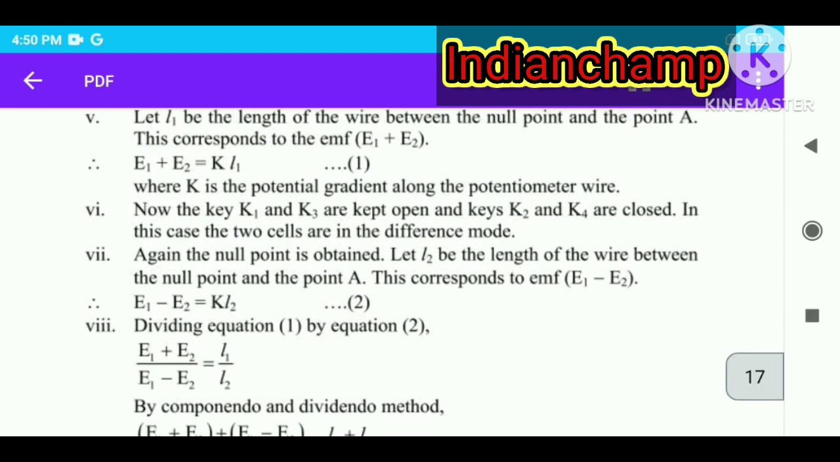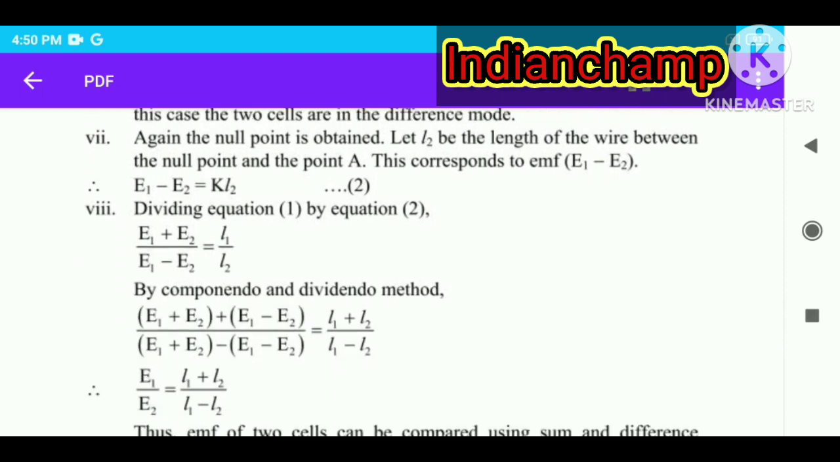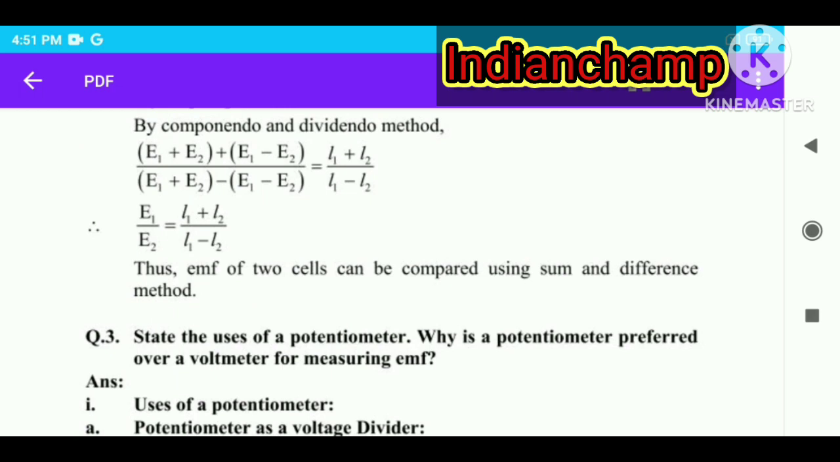Eighth, dividing equation 1 by 2, E1 plus E2 divided by E1 minus E2 is equal to L1 divided by L2. By the componendo and dividendo method, (E1 plus E2 plus E1 minus E2) divided by (E1 plus E2 minus E1 plus E2) is equal to (L1 plus L2) divided by (L1 minus L2). Therefore, E1 by E2 is equal to (L1 plus L2) divided by (L1 minus L2). Thus, the EMF of two cells can be compared using the sum and difference method.